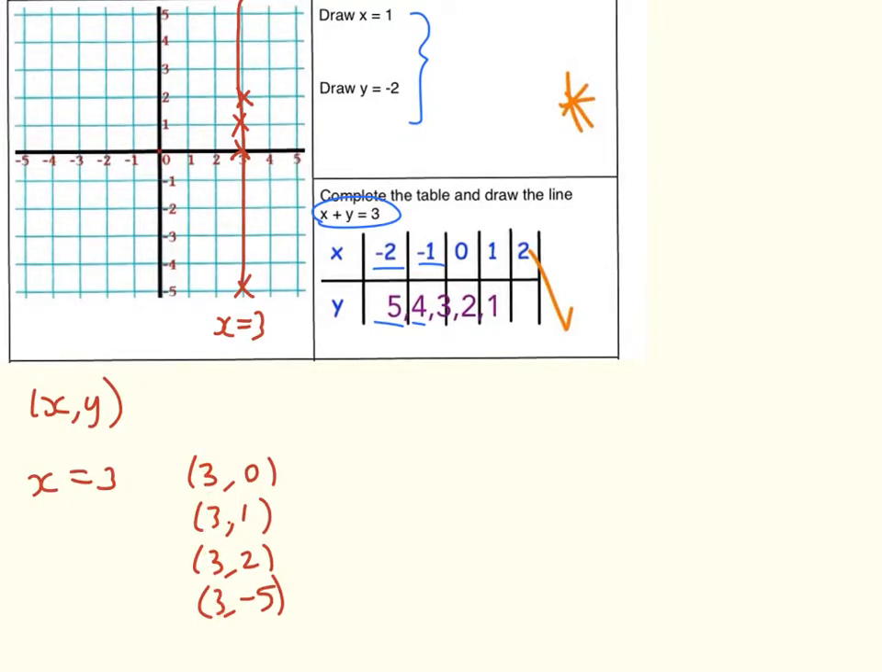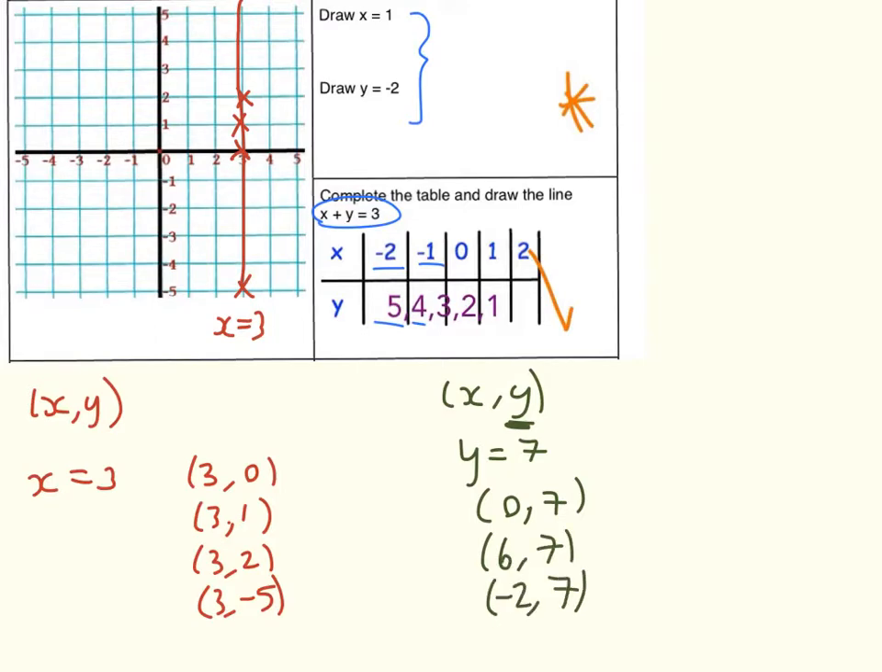And in a similar way I can do a y line. So again, it's still x and then y, but if I said draw the line y equals 7, which I'm not going to do on here because the graph isn't big enough, as long as that y value is 7, it doesn't matter what x is. I could have (0, 7), (6, 7), (-2, 7), and once you plot a few of them, you'll begin to see where the line is.